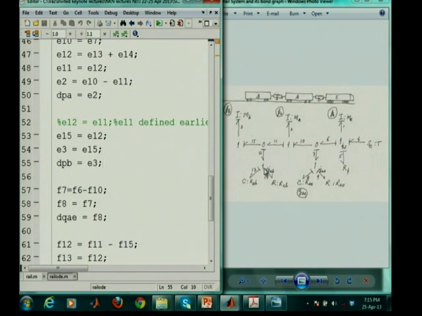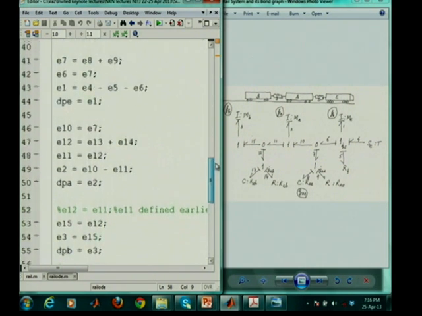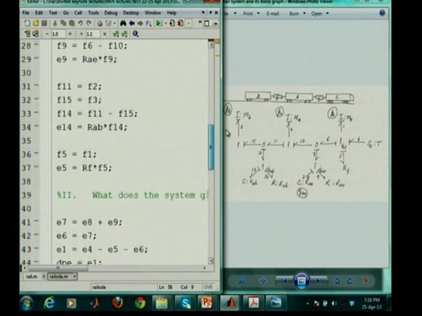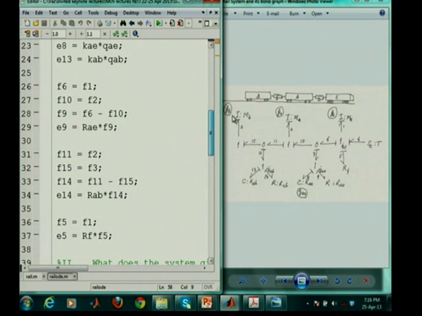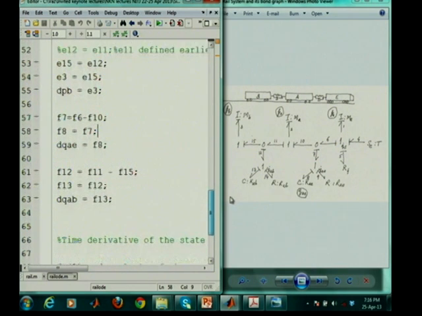What does the system give to this C element? Flow. Flow is flow 8, which is dQAE. This flow 8 comes from flow 7. Flow 8 is equal to flow 7. And what is flow 7? Flow 7 is equal to flow 6 minus flow 10. What is flow 6? It has already been answered earlier, and flow 10 also has been answered earlier. Flow 10 is here on line 27 and flow 6 is here on line 27. So done.